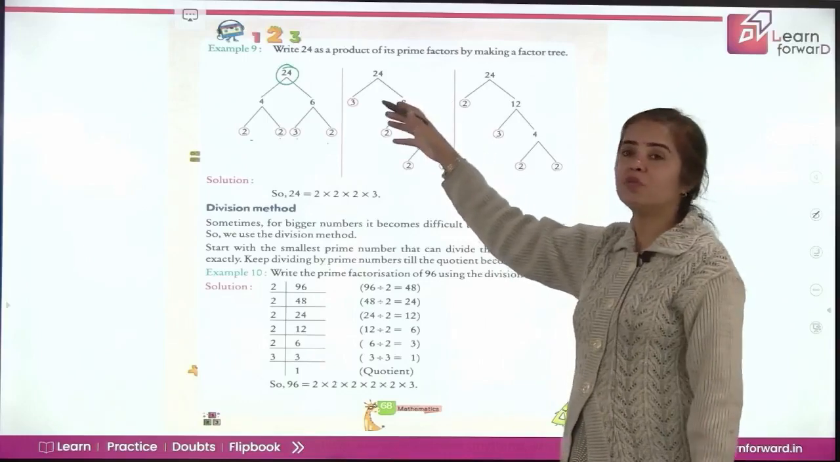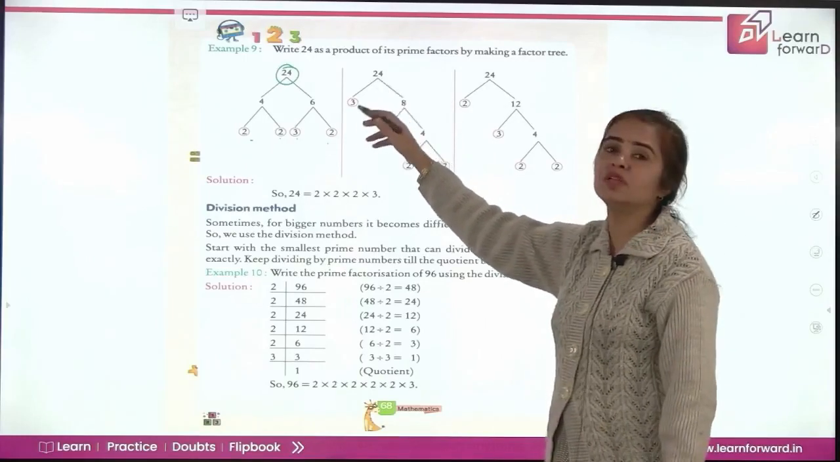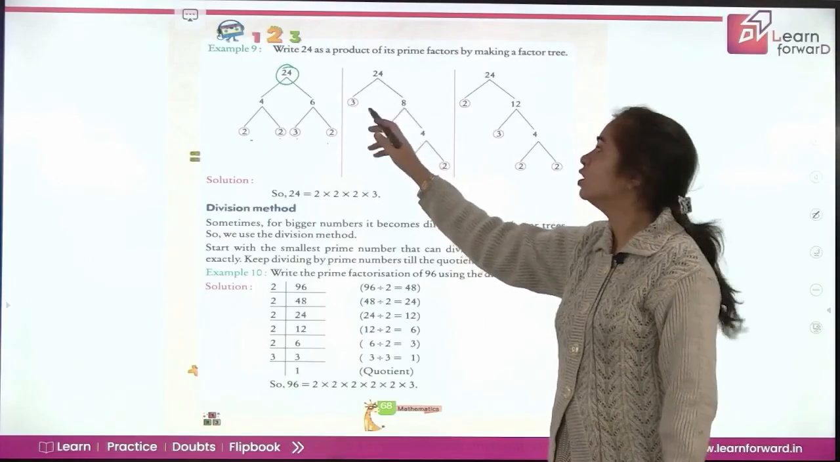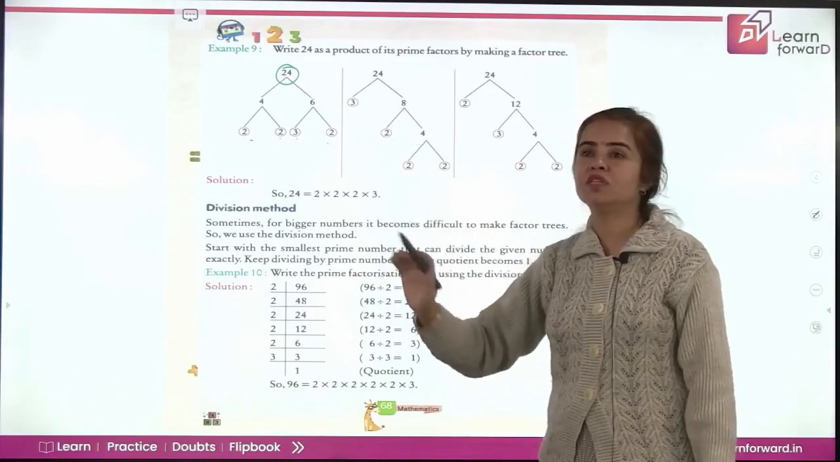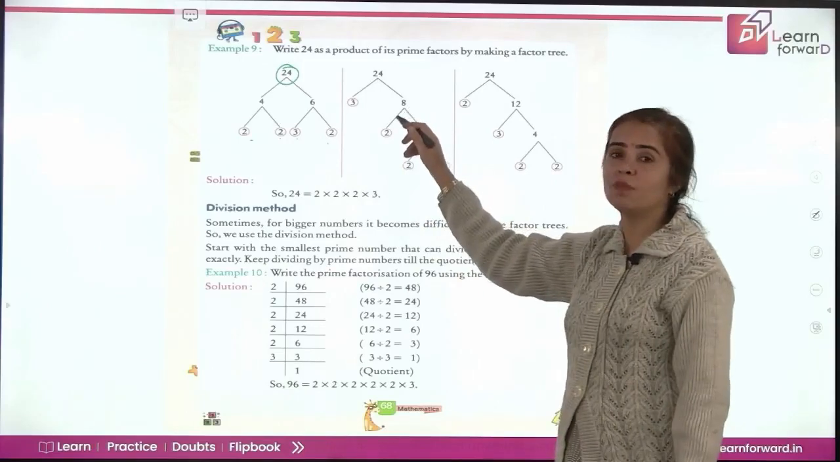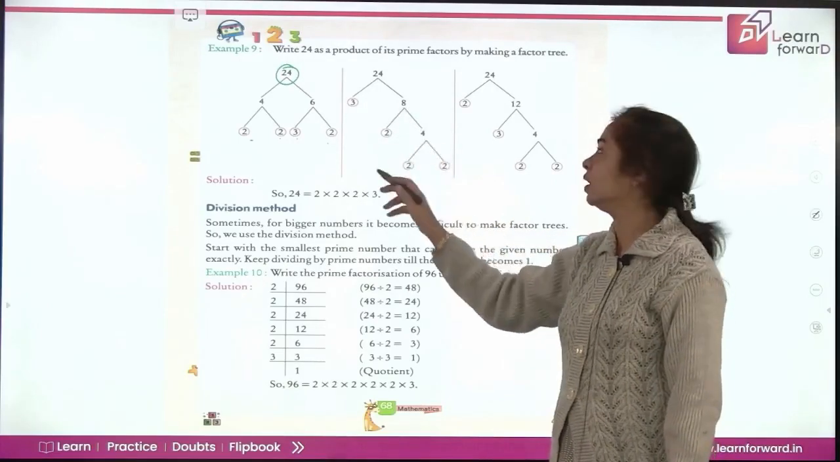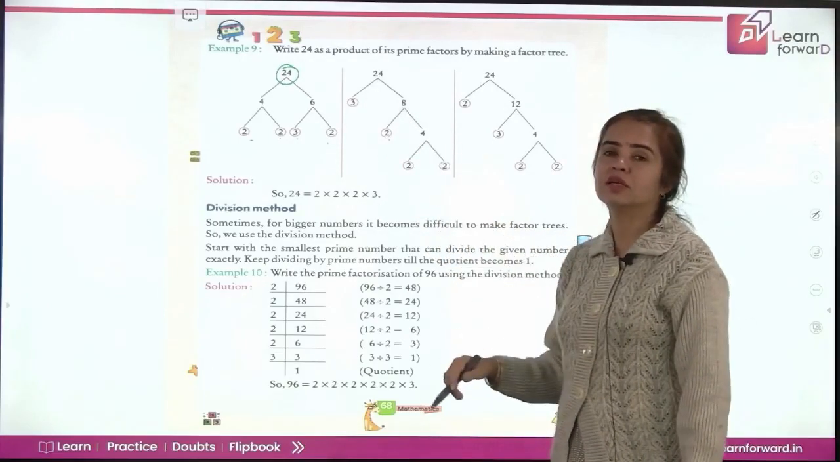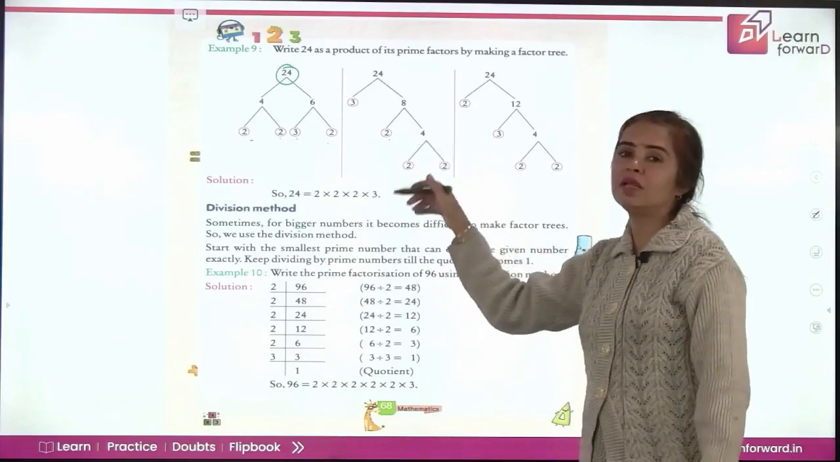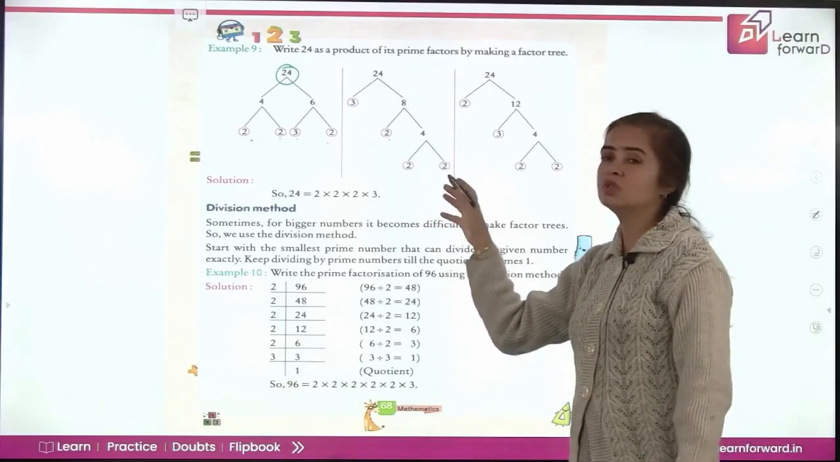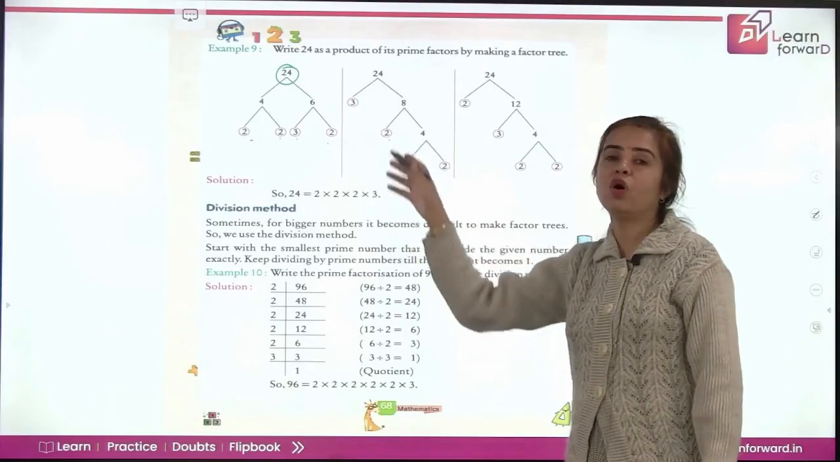Now another way for 24. We know even 3 8s is 24. So if you take these two branches, 3 is a prime number. Now leave it. Come to 8. 8 is a composite number. We'll make branches again. So 2 4s are 8. Now 2 is a prime number. Leave it. Come to 4. Make the branches again. So 2 2s are 4. Now you are here with all the prime numbers.